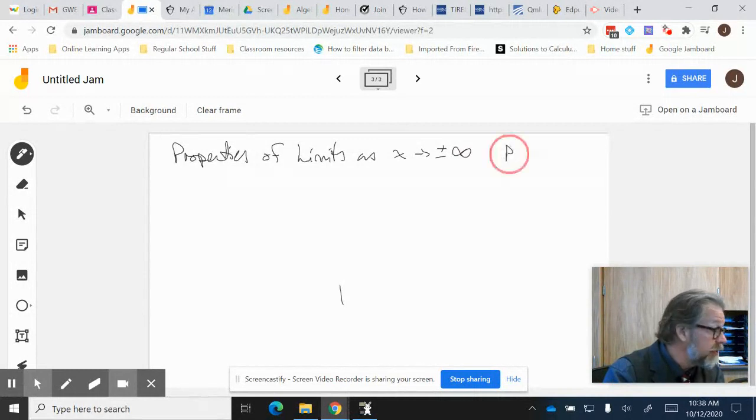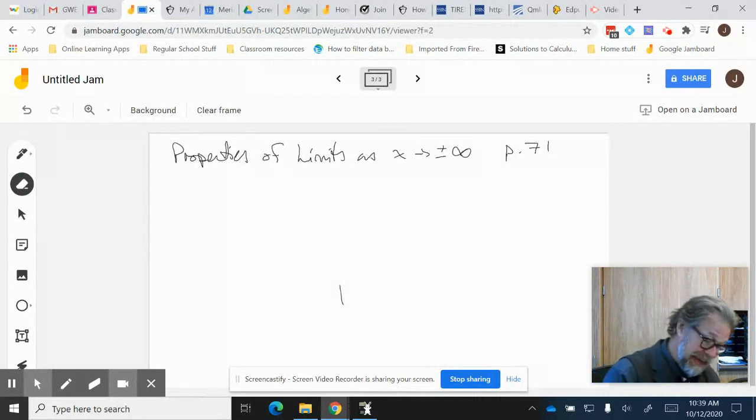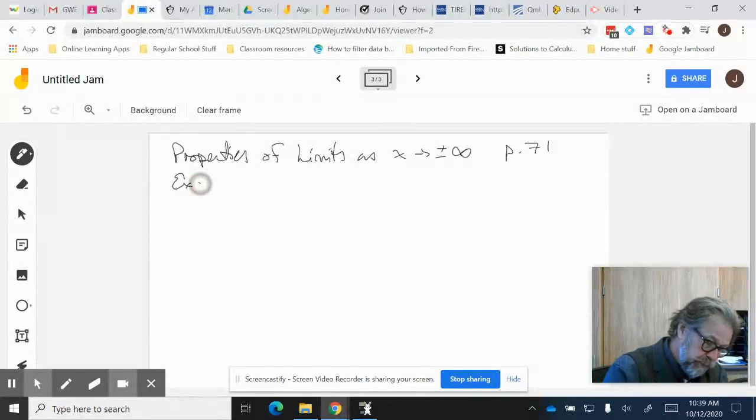Guys, you'll notice that there's a table of these properties on page 71. I'm not going to repeat them here or write them all down, but I do want to talk about a couple quick examples. This is example 3, on page 72.